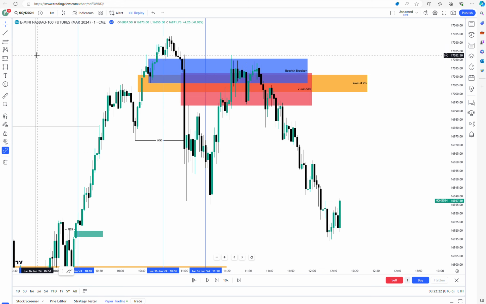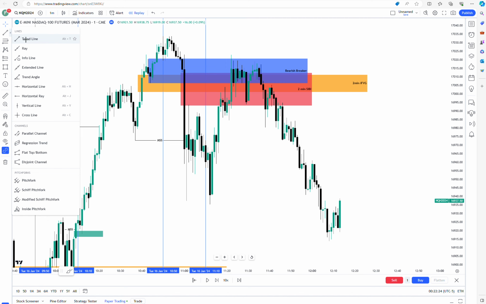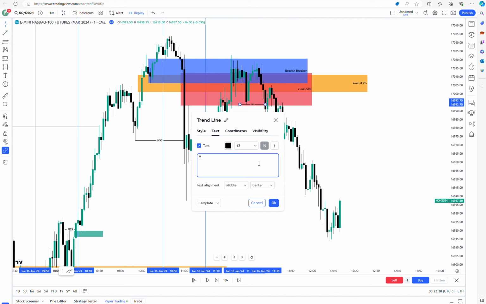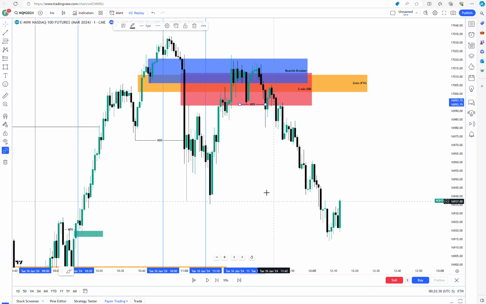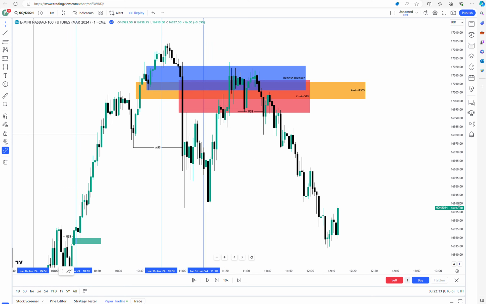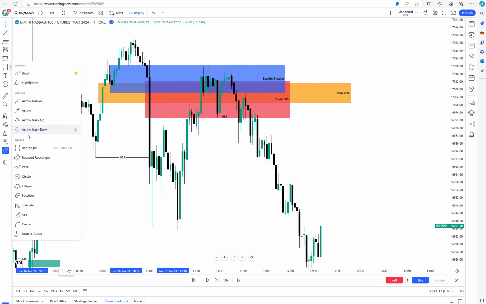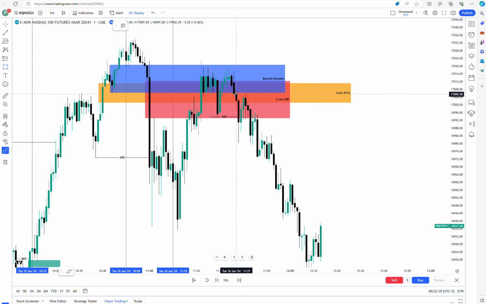And then again, you could see this as another market structure shift. If you wanted to wait for those PD arrays to hold, you could actually enter again here. So you could see this as a market structure shift, and then you could enter from this fair value gap on the 1-minute time frame. I'm going to mark that out in purple.